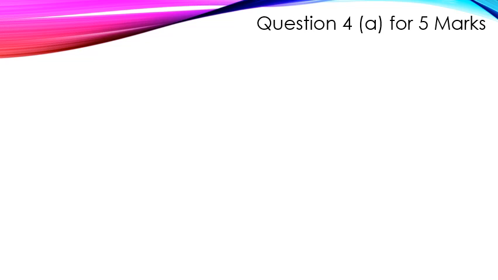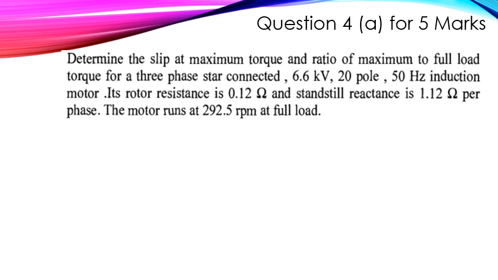Now let us see the next question. Question 4a, which is for 5 marks. The question is, determine the slip at maximum torque and ratio of maximum to full load torque for a 3-phase star connected 6.6 kV 20 pole 50 Hz induction motor. Its rotor resistance is 0.12 ohm and standstill reactance is 1.12 ohm per phase. The motor runs at 292.5 rpm at full load.